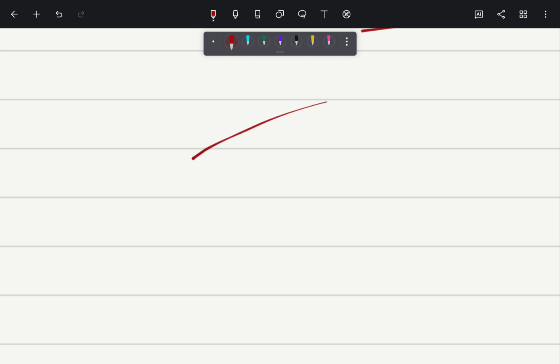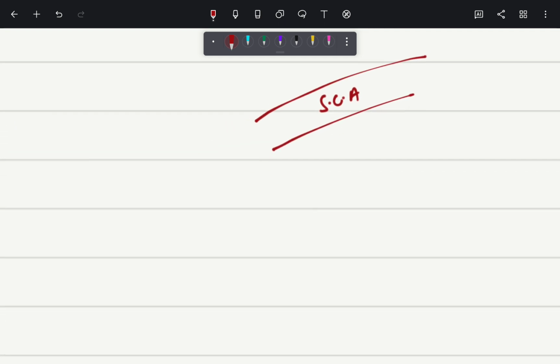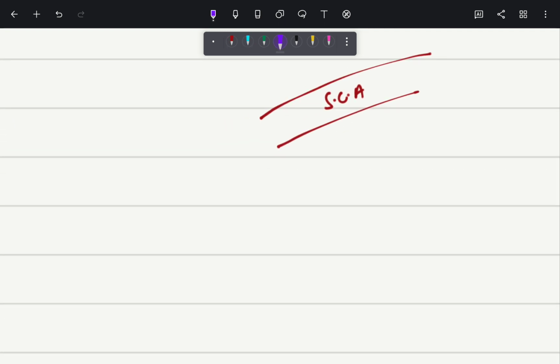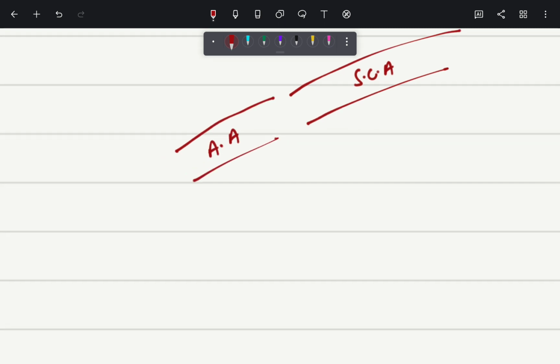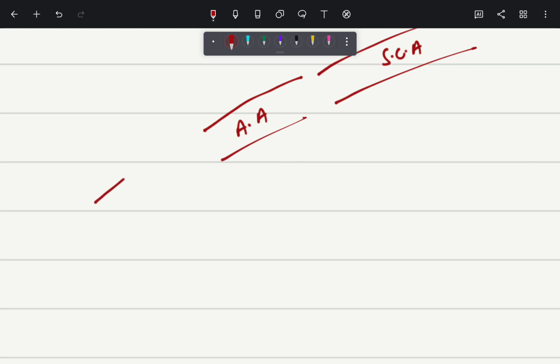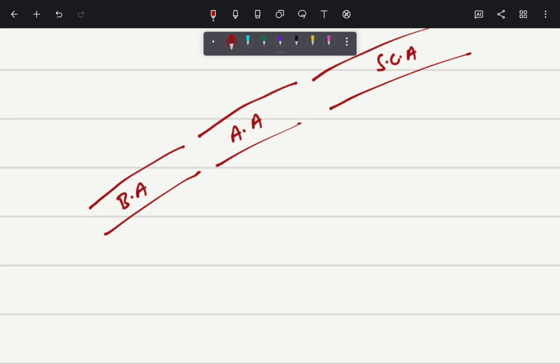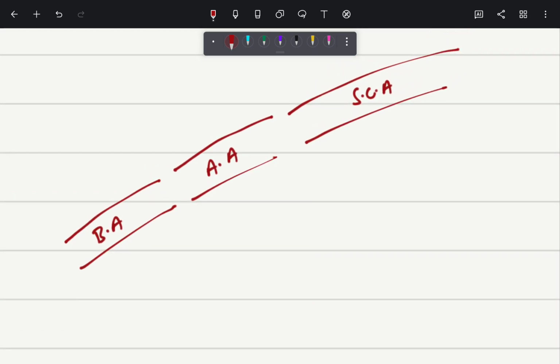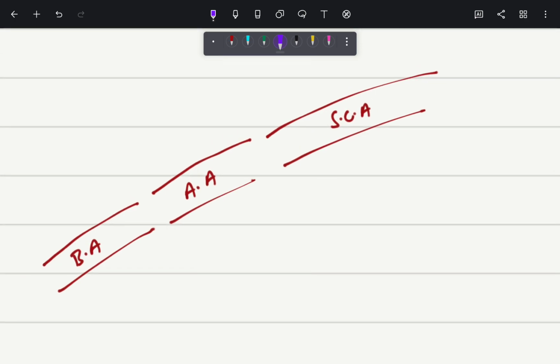So suppose this is a subclavian artery. This subclavian artery will eventually continue as your axillary artery, and eventually the axillary artery will continue as your brachial artery. The axillary artery is not a branch of your subclavian artery. It is the continuation of your subclavian artery.